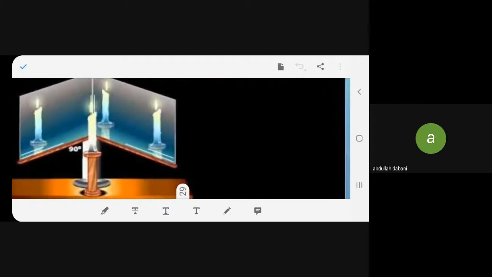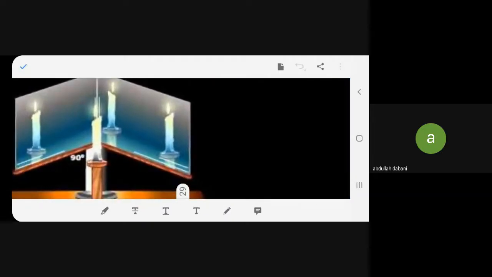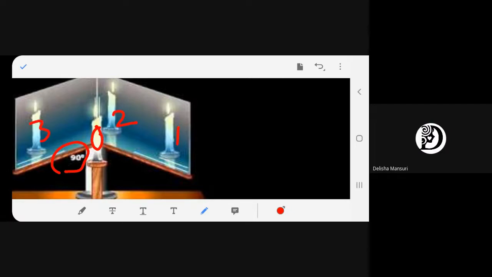Same thing you observe over here. It is perpendicular. Can you see this? It's 90 degrees. The angle is 90 degrees. Now this is the object. This is the candle. How many images do you get? One, two, three. Understood, beta? Yes.